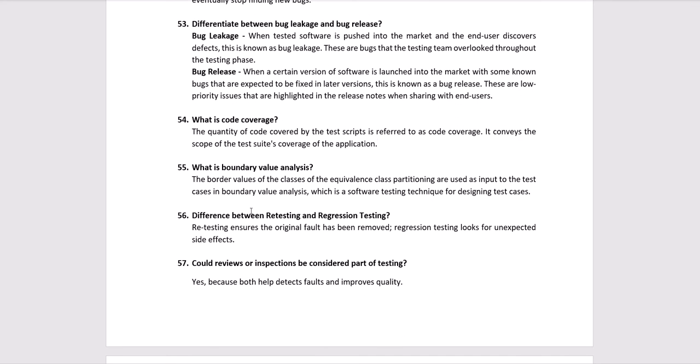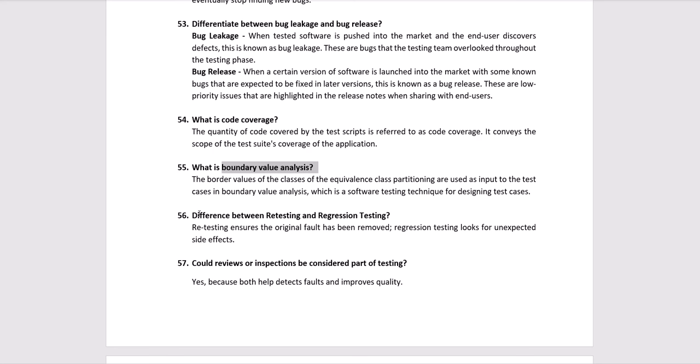Next is, what is boundary value analysis? The border values of the classes of the equivalence class partitioning are used as input to the test cases in boundary value analysis, which is a software testing technique for designing test cases. Nothing but boundary value analysis.